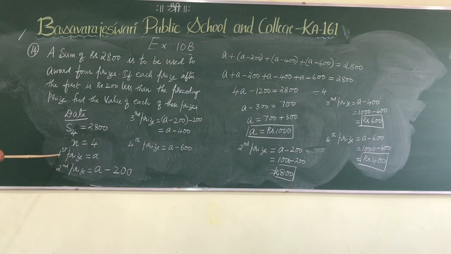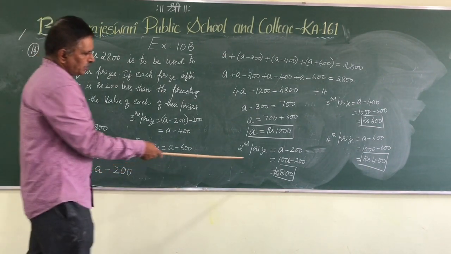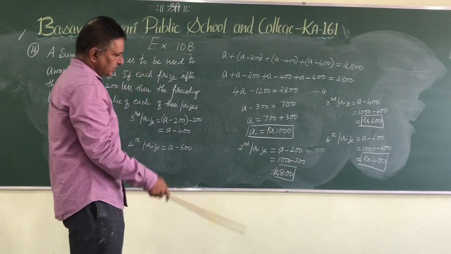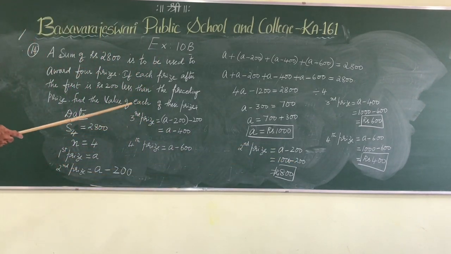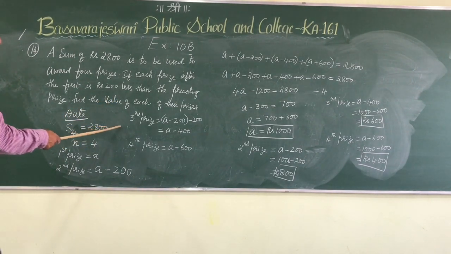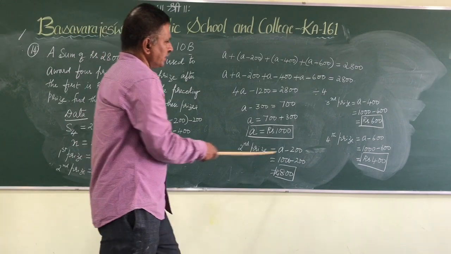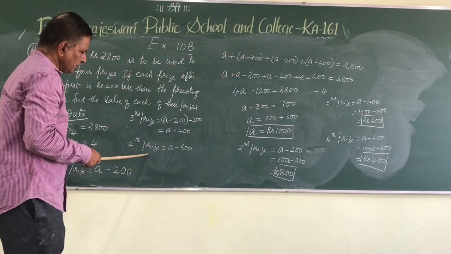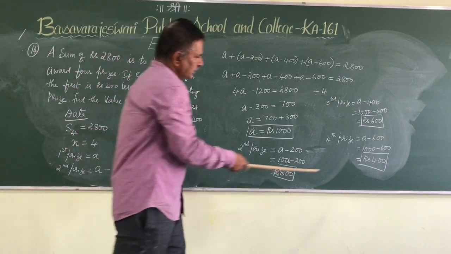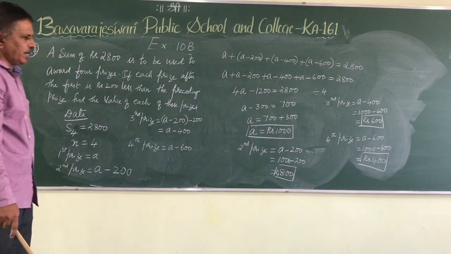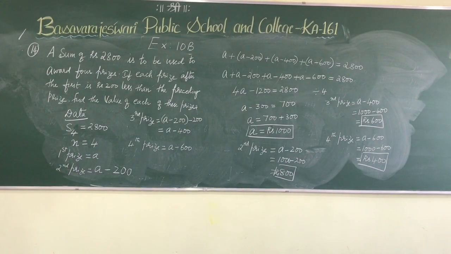A is nothing but the first price. Then second price is equal to what? A minus 200. That is, 1000 minus 200 will become 800. That is the second price. So first price I got 1000 rupees. Second price 800. And the third price is what? A minus 400. That is 1000 minus 400 will give you 600. The fourth price is A minus 600. That is 1000 minus 600 will give you rupees 400.